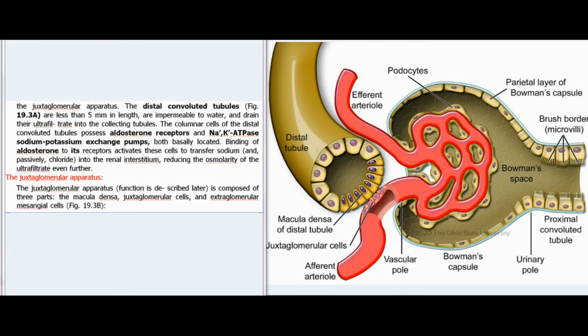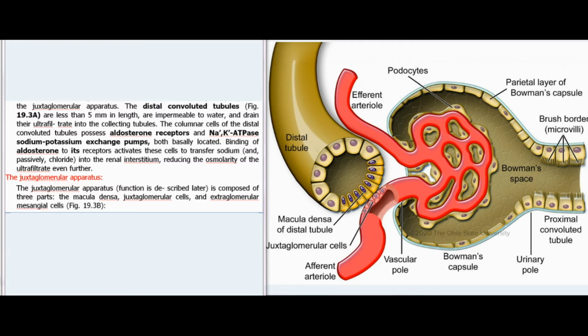The columnar cells of the distal convoluted tubules possess aldosterone receptors and Na+/K+ ATPase sodium-potassium exchange pumps, both basally located. Binding of aldosterone to its receptors activates these cells to transfer sodium, and, passively, chloride, into the renal interstitium, reducing the osmolarity of the ultrafiltrate even further.